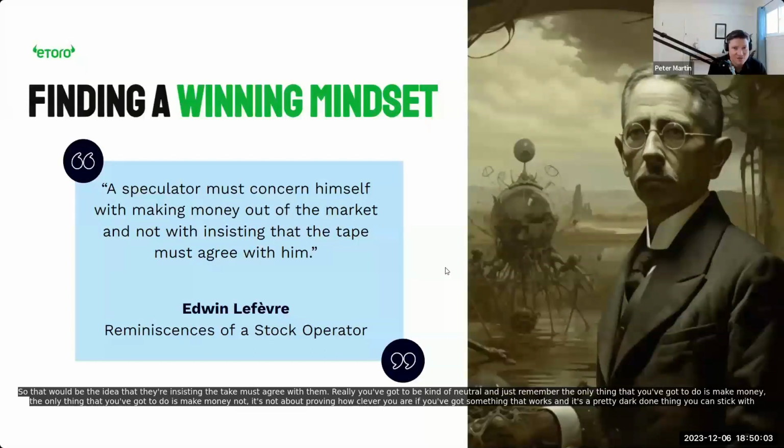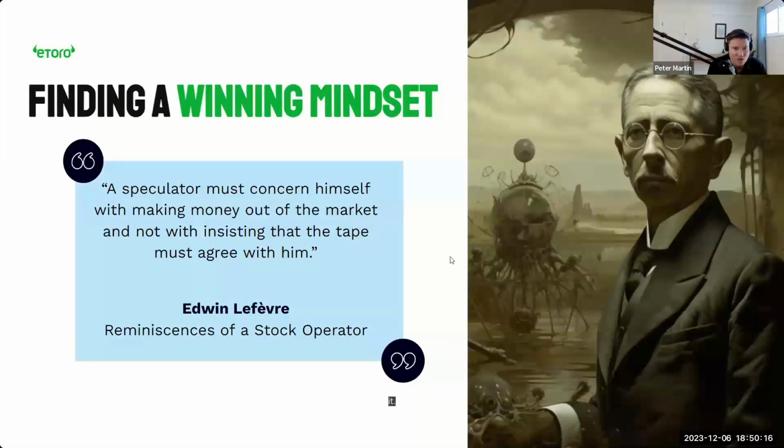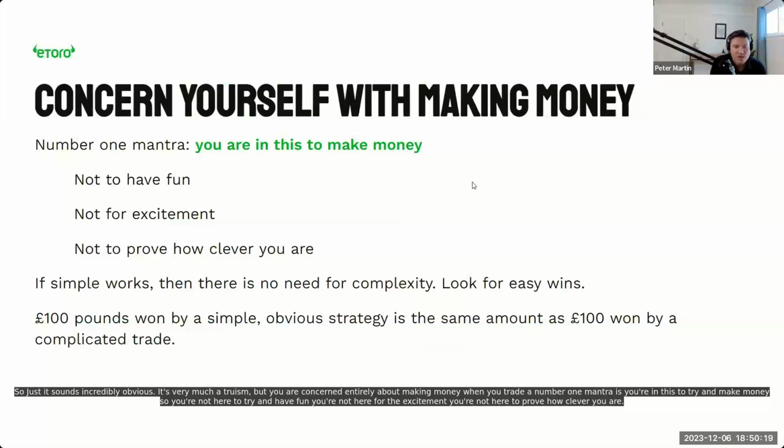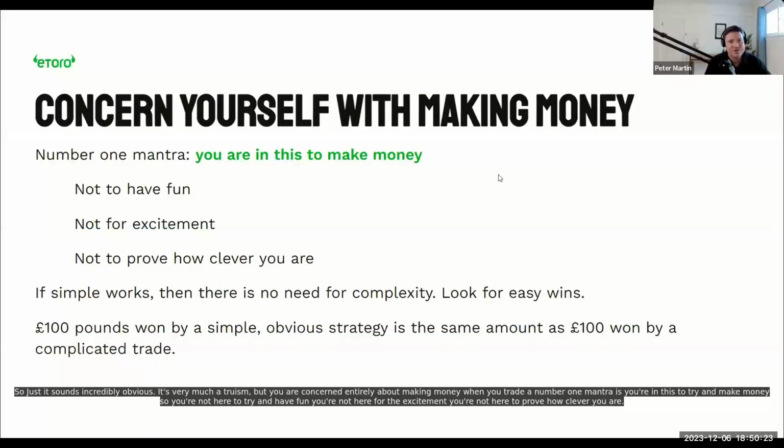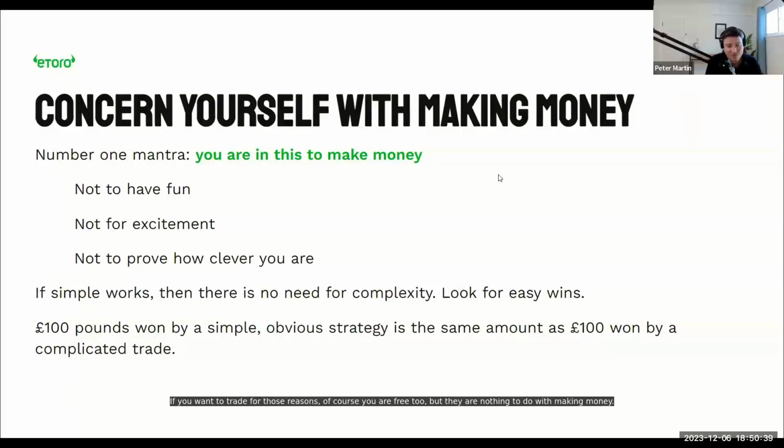Really, you've got to be kind of neutral and just remember the only thing that you've got to do is make money. It's not about proving how clever you are. If you've got something that works and it's a pretty dumb thing, you can stick with it. It sounds incredibly obvious. It's very much a truism, but you are concerned entirely about making money when you trade. The number one mantra is you're in this to try and make money. You're not here to have fun, you're not here for the excitement, and you're not here to prove how clever you are. If you want to trade for those reasons, of course you are free to, but they are nothing to do with making money. And if you find something simple that works, then there is no need for complexity.